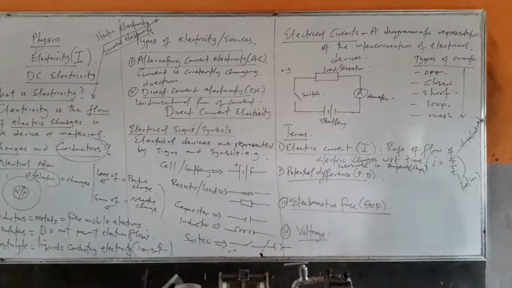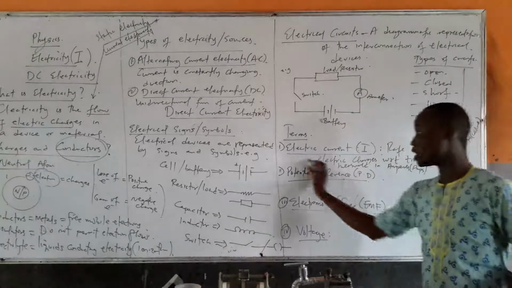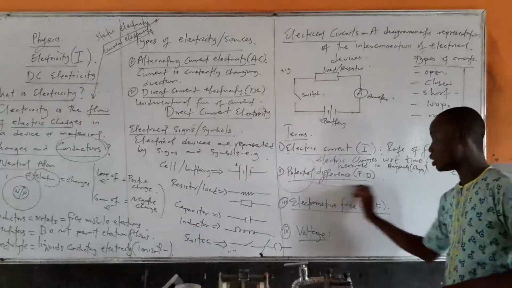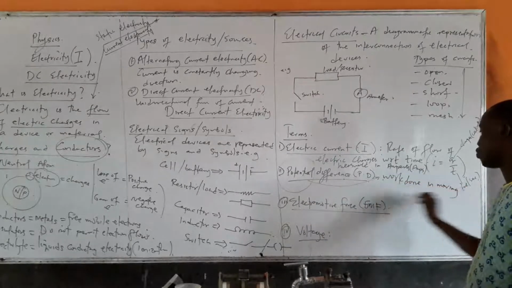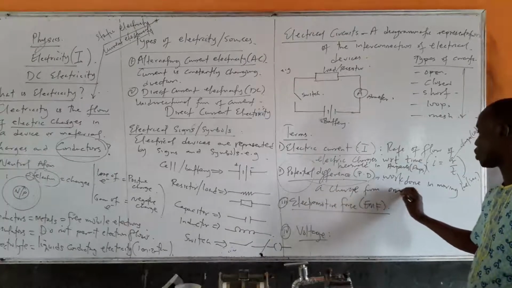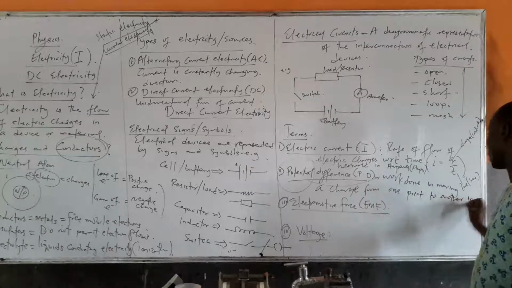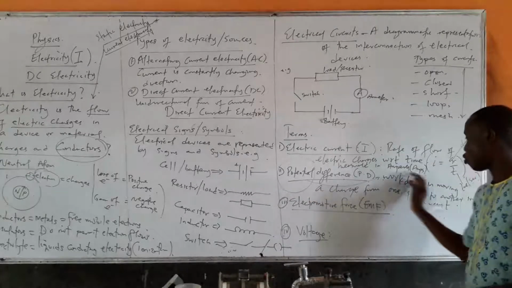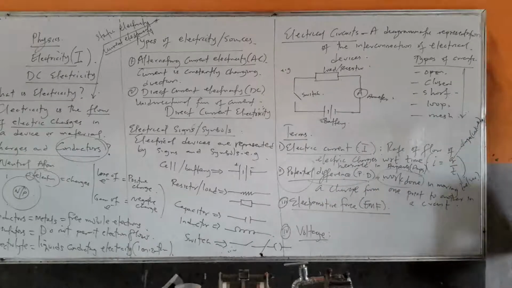Amperes. Another very important term in electricity, or in direct current electricity, is the potential difference. Remember the word potential. Anytime you hear the word potential, what comes to your mind? Work done comes to your mind. Potential simply means work done. Work done in moving a charge from one point to another in a circuit. So whenever you hear the word potential, the words work done must be mentioned. So your potential difference is the work done in moving a charge from one point to another.